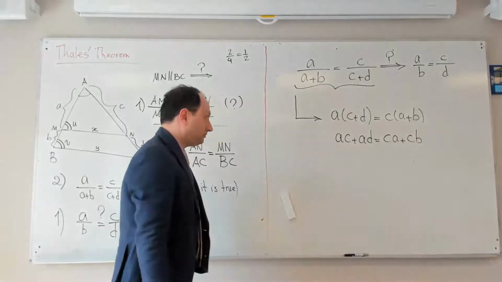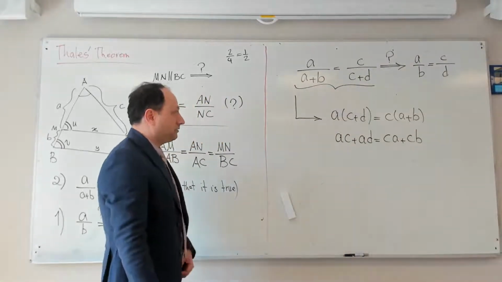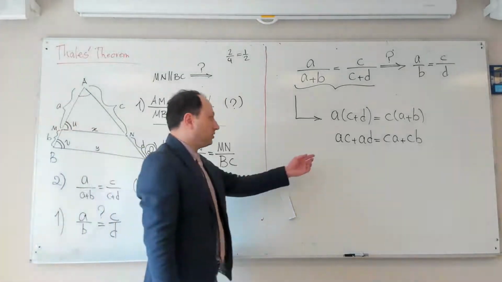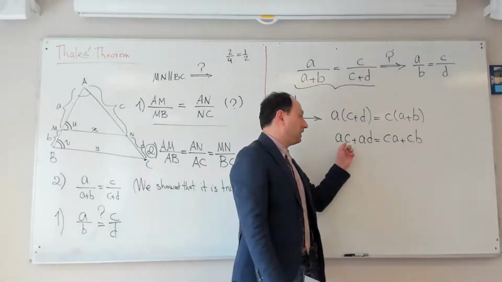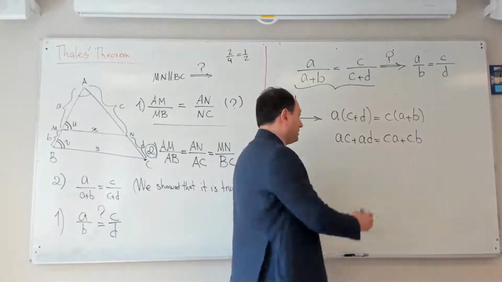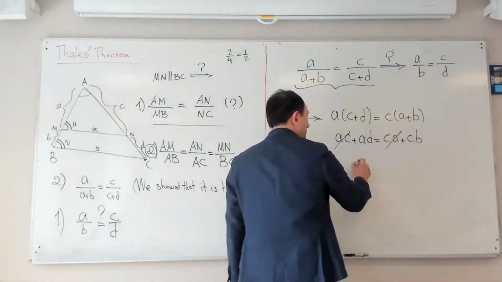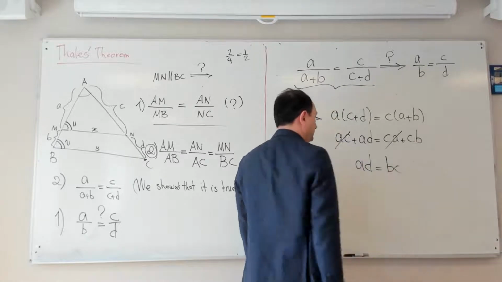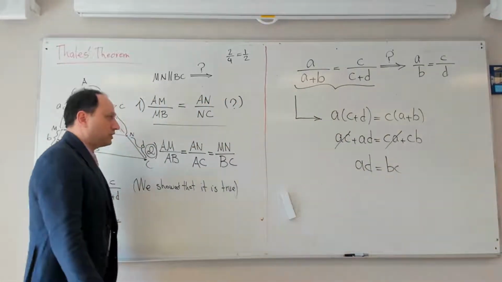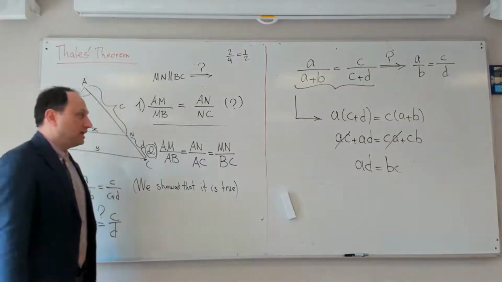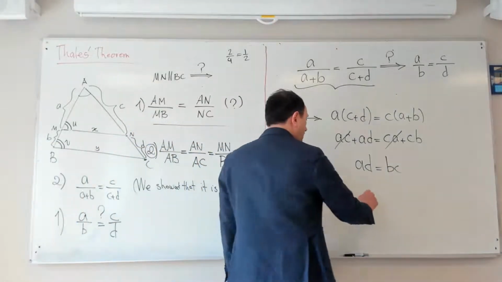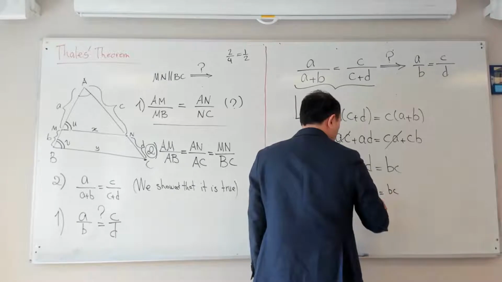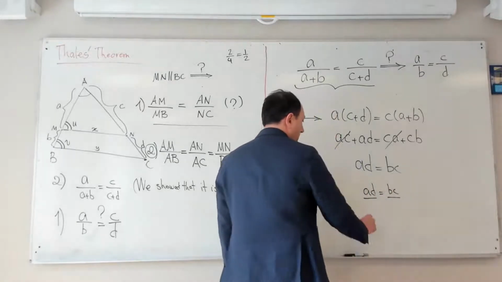Yes? But can I eliminate something from both sides? Yes? AC and CA. They are the same because there is no difference whatsoever between AC and CA, so I can cancel them out. And what is left for me is AD, and if you don't mind, let me write BC to keep the order. It doesn't matter, of course. So it becomes AD equals BC. And what I do, I divide both sides by something. So I divide both sides by CD.